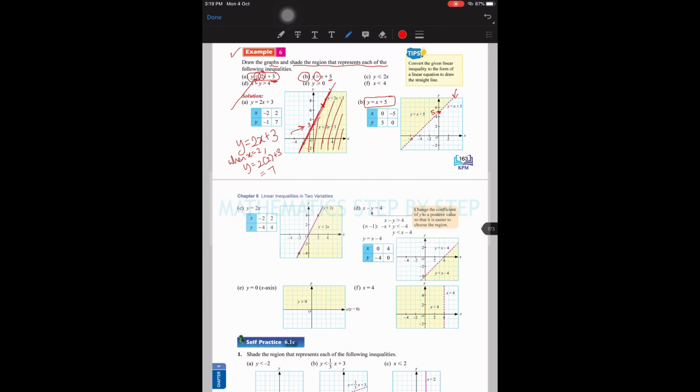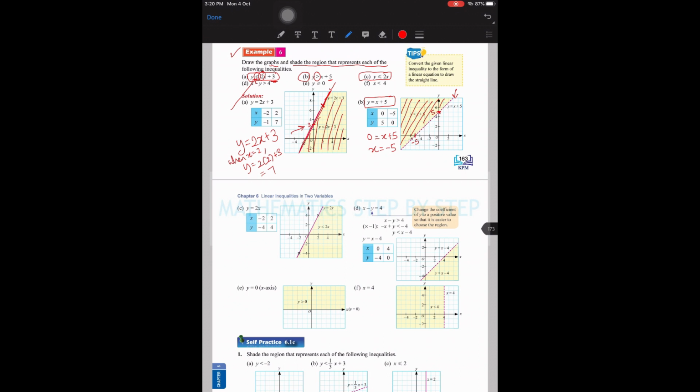Then we'll find another point. Okay, let's say now we want to find the x-intercept. X-intercept happens when y equals to 0. Okay, so 0 equals to x plus 5. X equals to minus 5. Okay, so we know this is the x-intercept. So now we have 2 points. Again, we can draw the straight line. So greater than will be the region above the straight line. So we'll shade here.